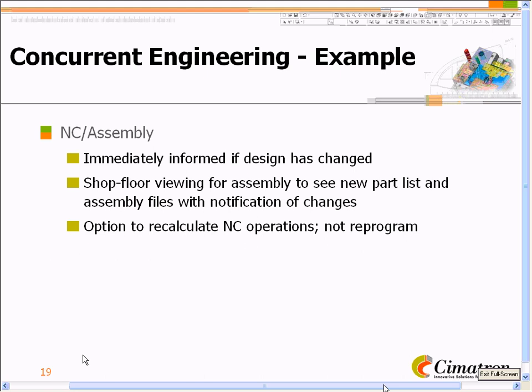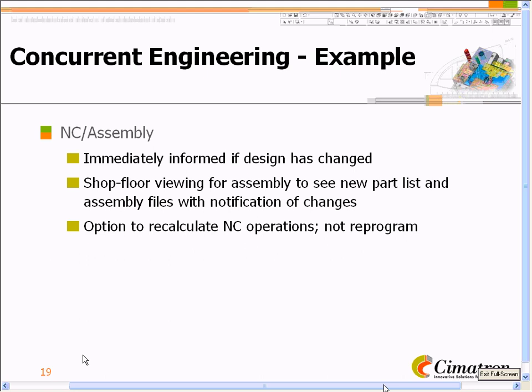With a shop floor viewing capability to look in on the design, they would see immediately, again, the design has changed and the notification in the bill of materials that parts have changed. With all this taking place, again, the NC department now has the option of not just reprogramming it, but actually allowing it to recalculate if they haven't started cutting the steel yet before the change was incorporated.